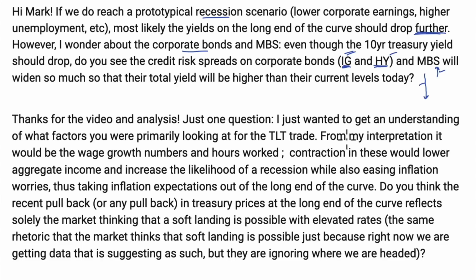Want to get an understanding of what factors you were primarily looking at for the TLT trade. There's only one factor to look at, and that's rates going down. If rates go down, bond prices go up. That's it. From my interpretation, would be the wage growth numbers and hours worked. Contraction in these would lower aggregate income and increase the likelihood of a recession, while also easing inflation worries, thus taking inflation expectations out of the long end of the curve.